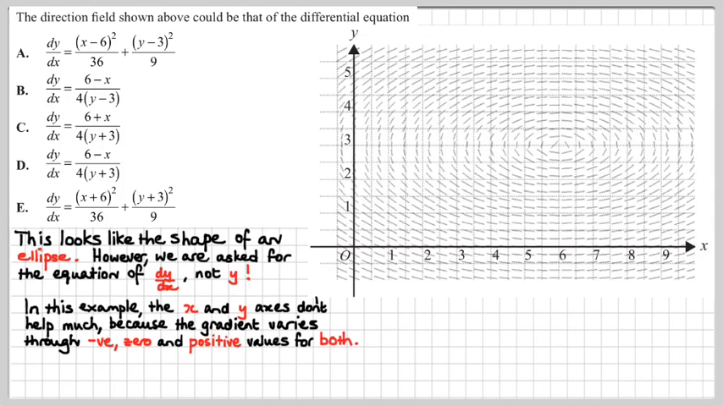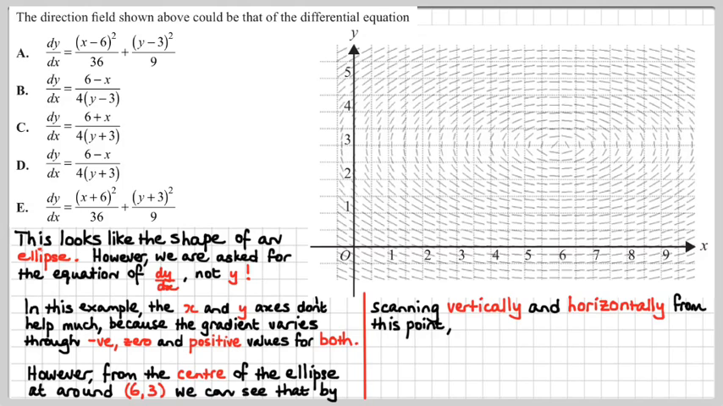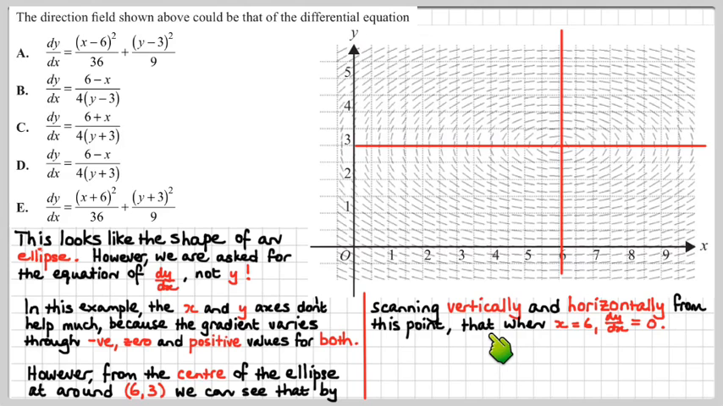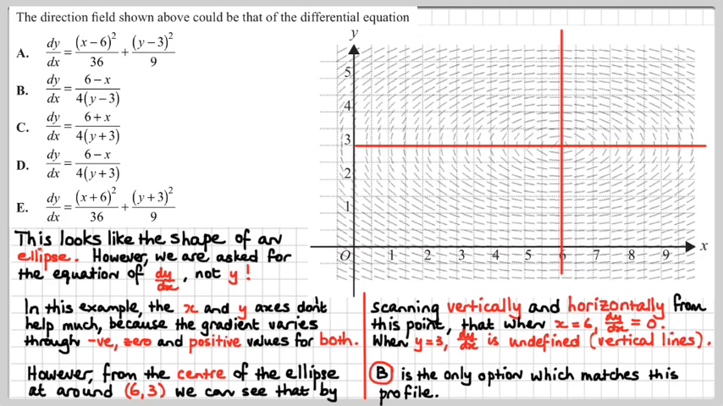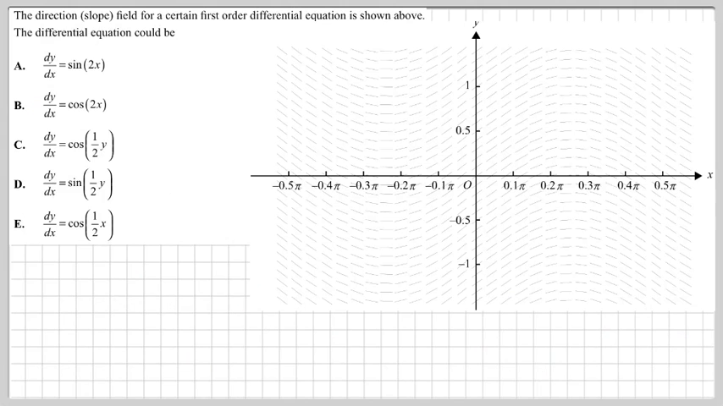In this example, x and y axes don't help much. No, certainly don't help much. However, from the centre point, I worked this out, 6 and 3. You can see from that, that's what we were talking about, wasn't it? Therefore, when x is 6, dy dx equals 0, and when y was 3, it was undefined, so therefore it's B, and that's what we picked, wasn't it? B, for you and me. Very good. Okay, another one.